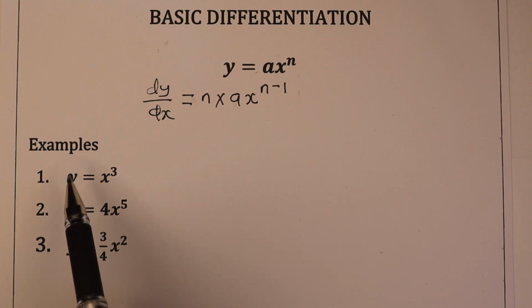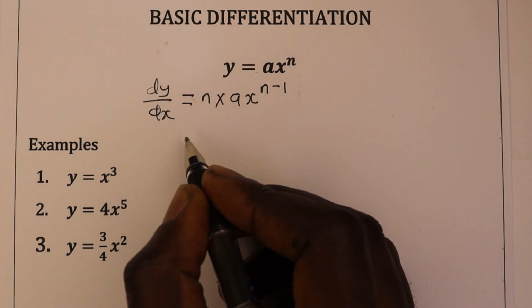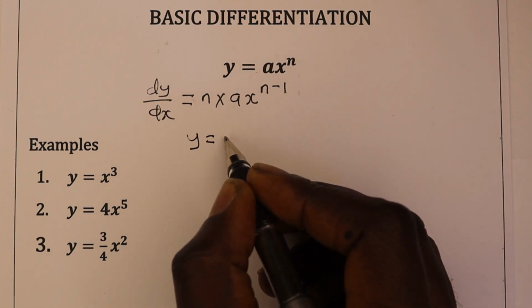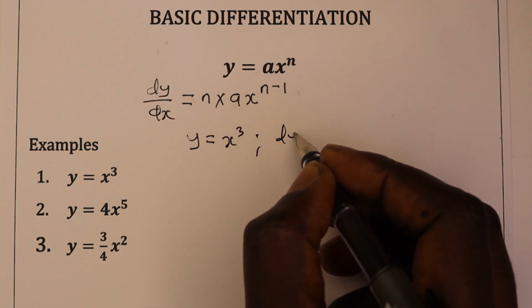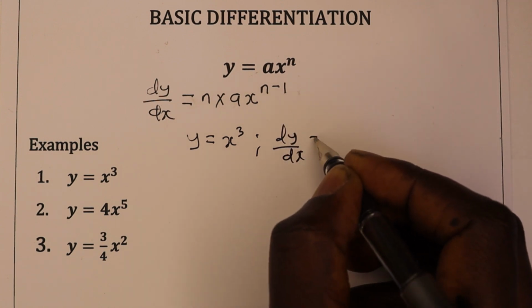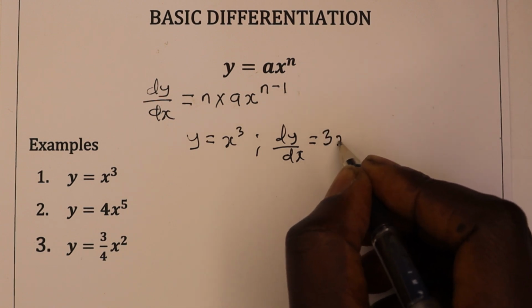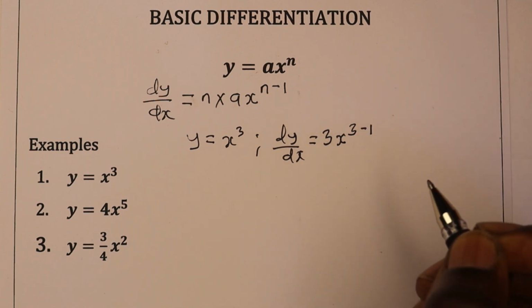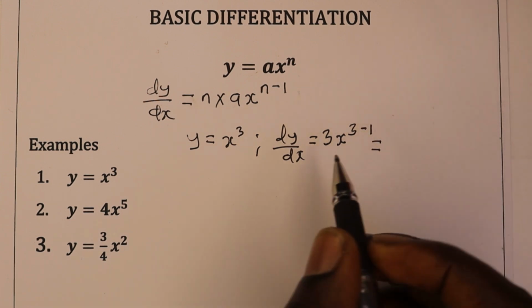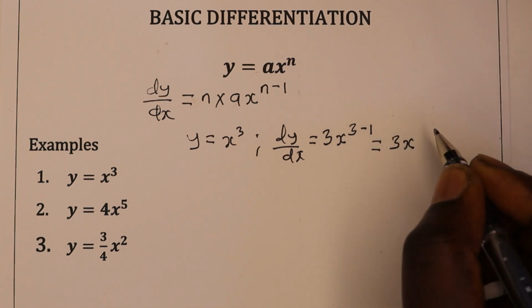The first example, required to differentiate y is equal to x raised to power 3. So the equation is y is equal to x raised to power 3. For you to get dy dx, in this case, you will pre-multiply by the power, and the power is 3. So you have 3 times x raised to power 3, and then you reduce the power by 1. So what you'll have there is 3x, 3 minus 1, that is 2.